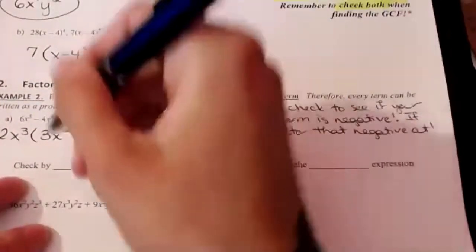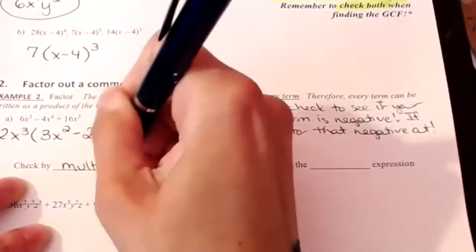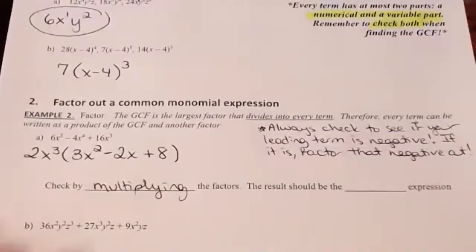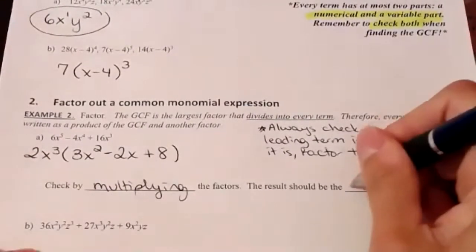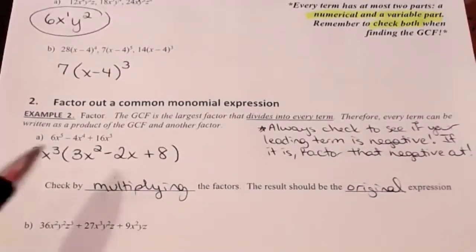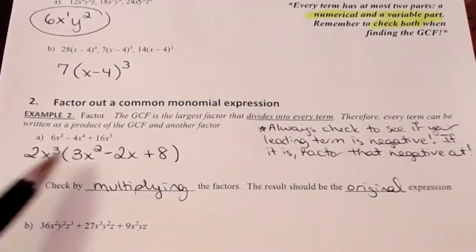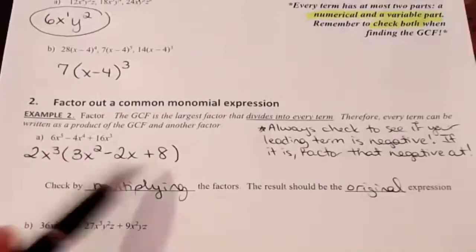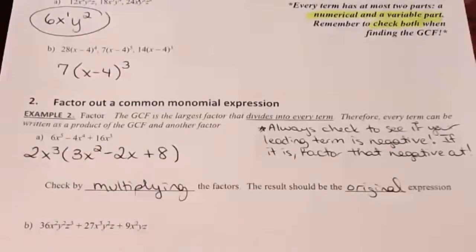We can always check by multiplying, right? If you multiply through your factored form, you better get the original expression. That's the beauty of factoring. You can always check your work, right? I would always do that. I don't know about you, but I do typically always do that. Like for instance, I say to myself, okay, this gives me 6x to the 5th. This gives me negative 4x to the 4th. And this gives me plus 16x to the 3rd. Check. I know I did it right. I can feel confident about my answer.